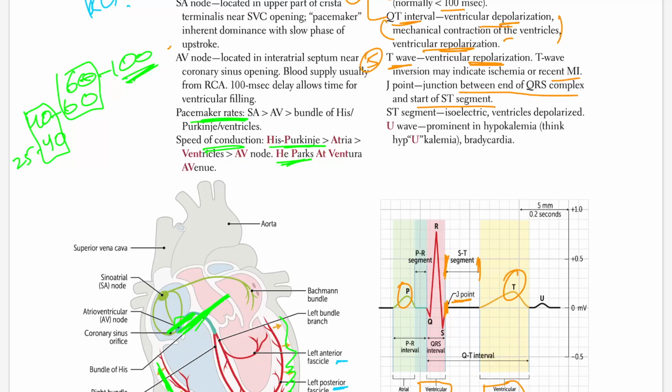But then we have this ST segment. What is ST segment? This one right here. ST segment is isoelectric, ventricle depolarized. Isoelectric means there is no voltage that is coming in or there is no voltage that is going out.